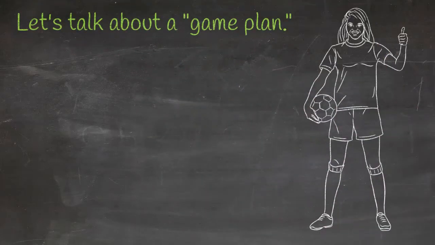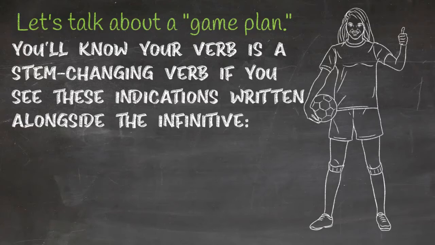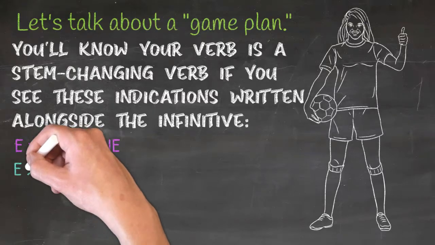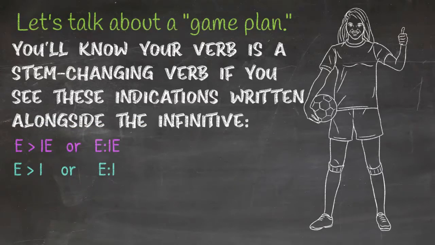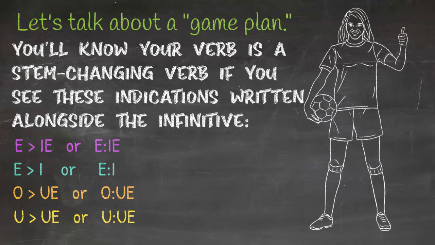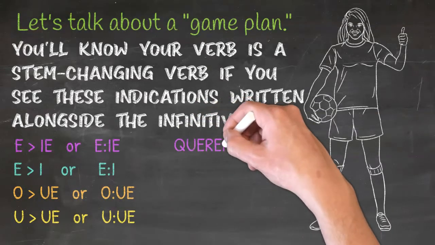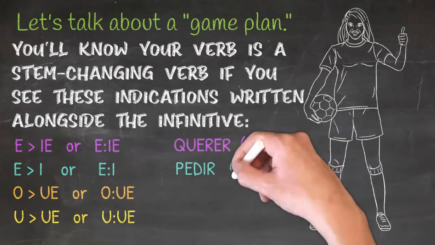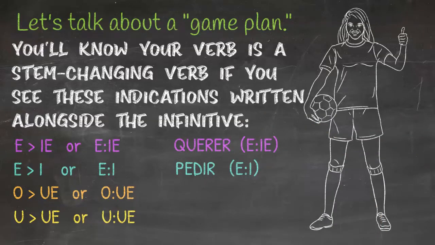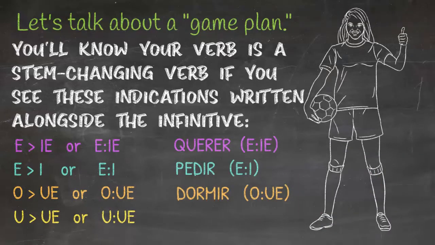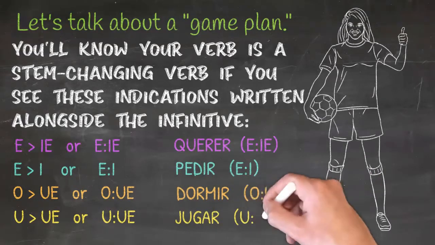About how verbs look on a vocab sheet or even in a dictionary. You'll see little indications written after the infinitive. Sometimes they're arrows, sometimes they're little greater than signs, sometimes just a colon, as you see here. The 4 types of stem changes are listed here. These are examples. Querer, to want. Pedir, to ask for. Dormir, to sleep. And of course, jugar, to play. These are all stem-changing verbs.